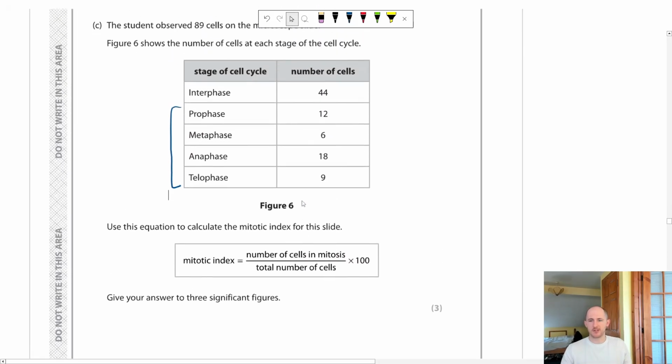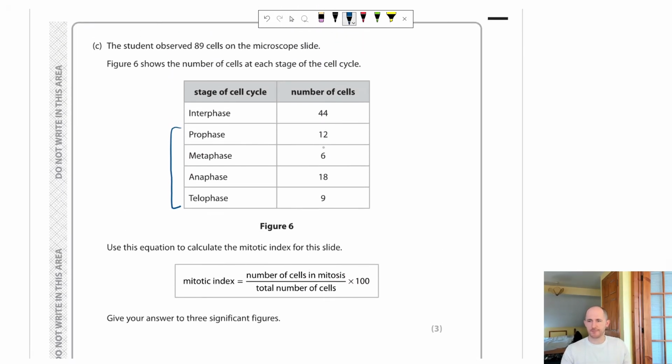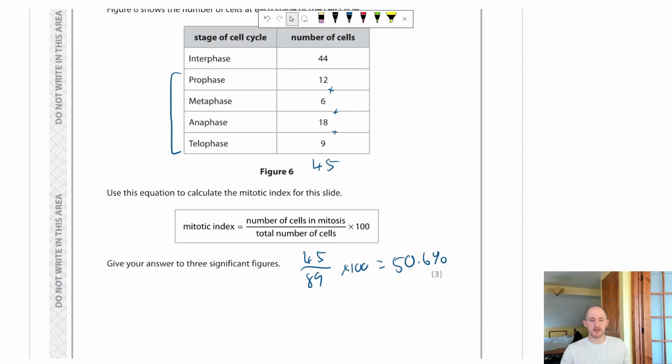So what you're going to do is add up these three numbers. So 12 plus 16 is plus 6 is 18, plus 18 is 36, plus that is 45. So you're going to do 45 over 89 times 100, and you're going to get an answer of 50.6%. Half of them were in mitosis. For 3 marks, that's pretty good.